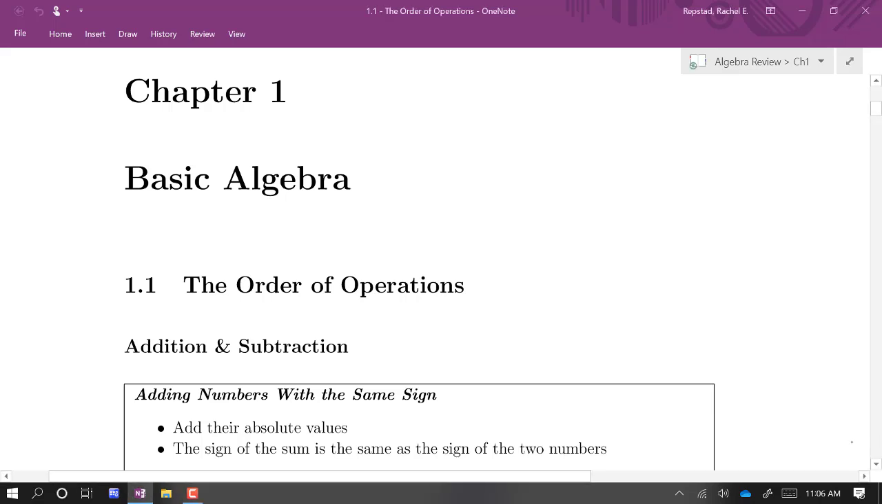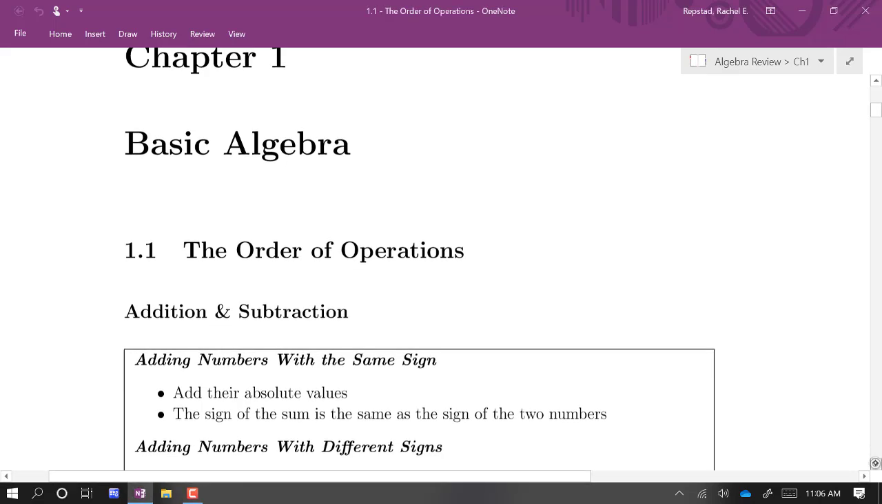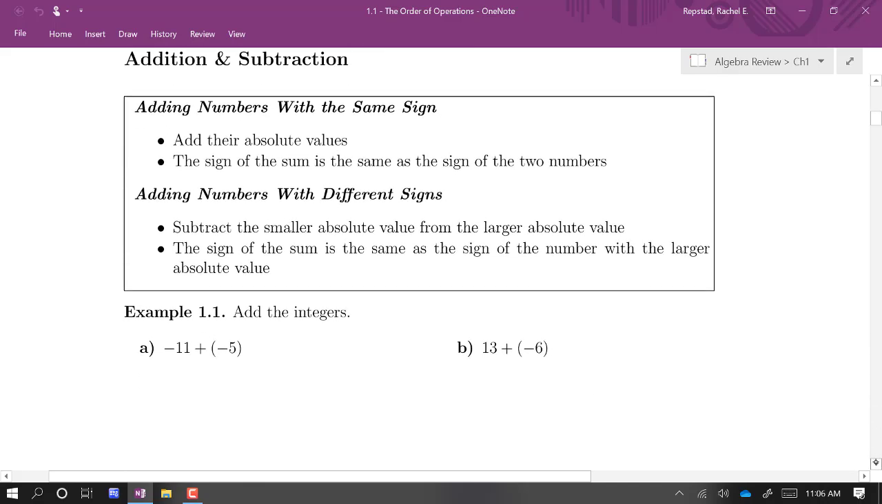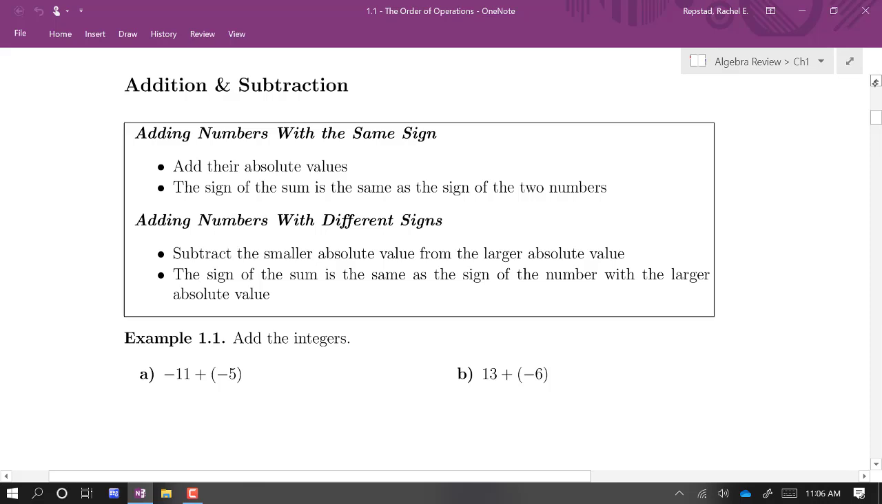All right, we're going to start out just working with some basic arithmetic and leading into the order of operations. We'll begin with some addition and subtraction. And the basic idea here, and I'm going to say this probably a million times over the course of these modules, is we've got to be careful with our signs.